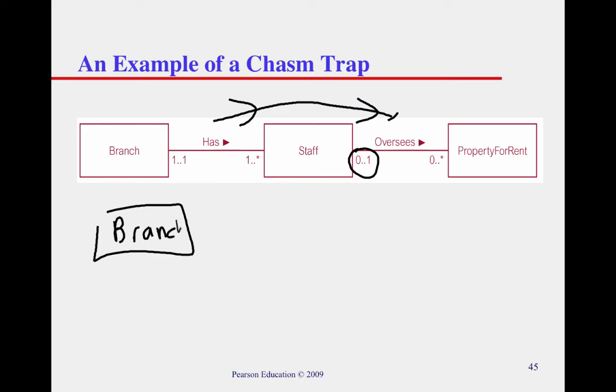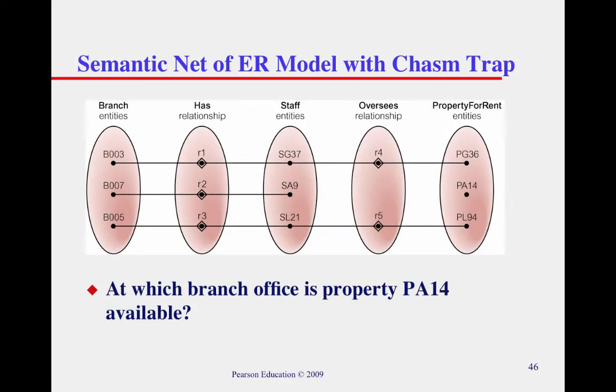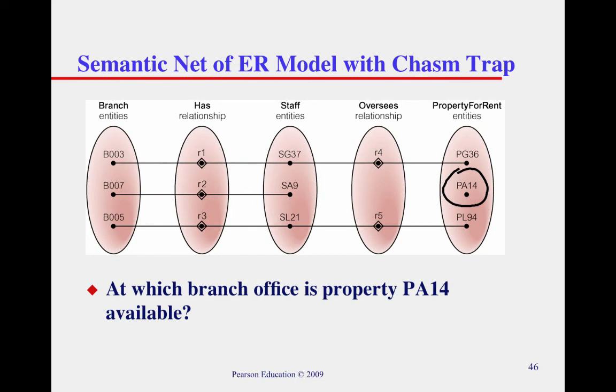Branch goes to staff for a particular property, but there is nothing over there for property for rent. So because of this 0 to 1, that path may not actually exist the way you think it does. Okay? So here's an example. We have property PA14, and presumably it's associated with a branch. This diagram certainly allows the reader to assume that, and probably you do think that a property is associated with a branch.